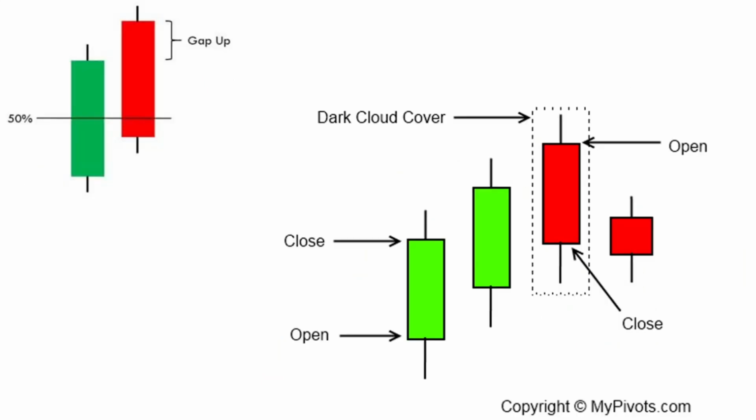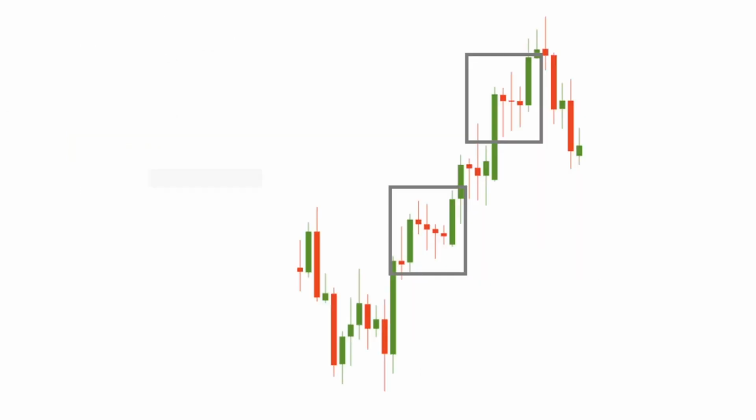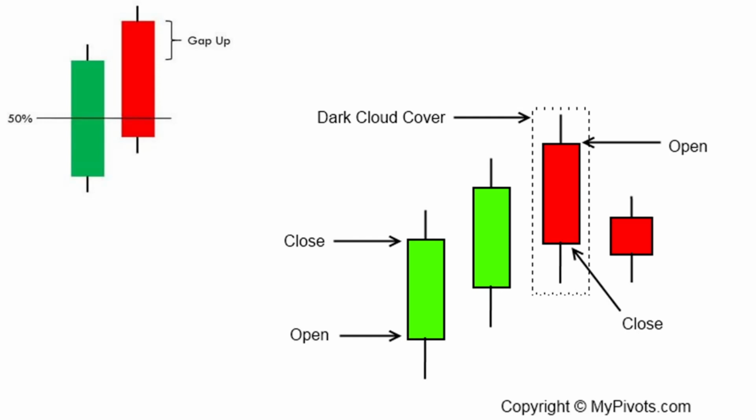Dark cloud cover. The dark cloud cover candlestick pattern indicates a bearish reversal. Black clouds cover the previous day's optimism. It comprises 2 candlesticks, a red candlestick which opens above the previous green body and closes below its midpoint. Dark cloud cover indicates that the bears have taken over the session, pushing the price sharply lower if the wicks of the candles are short.